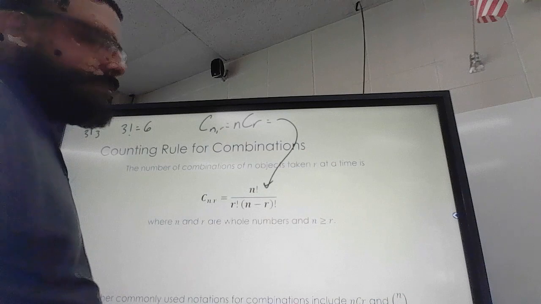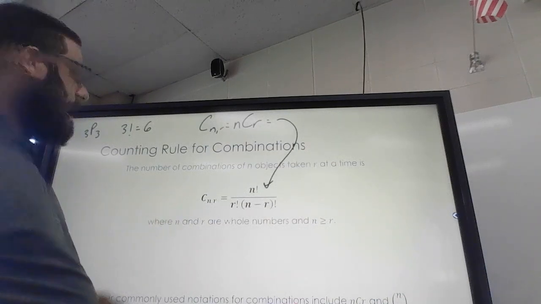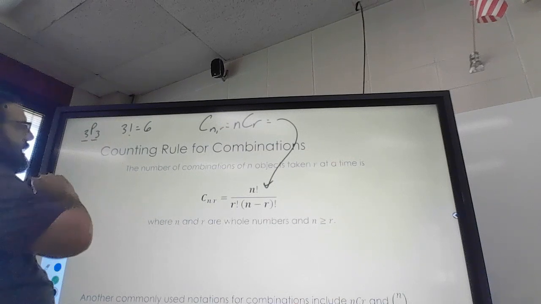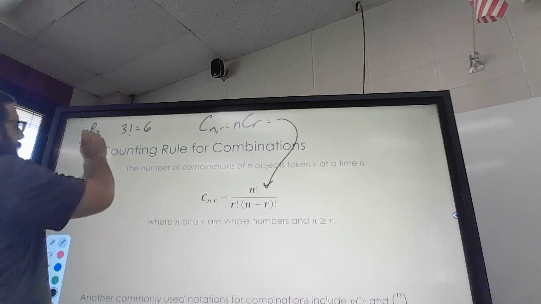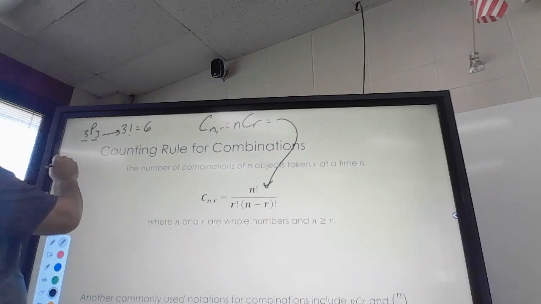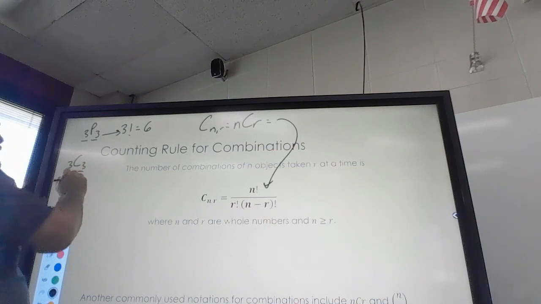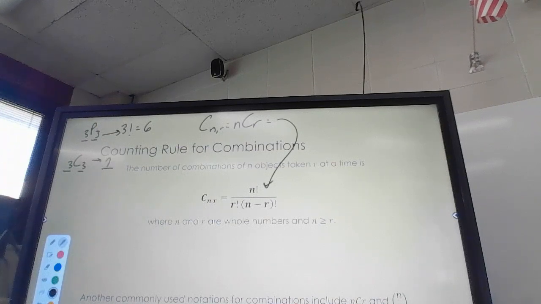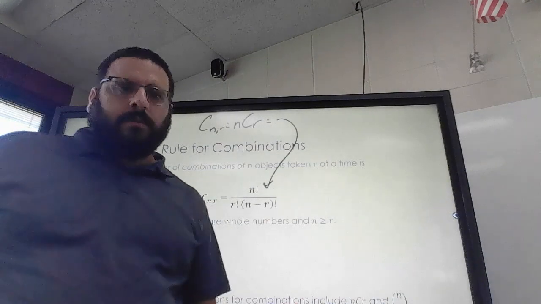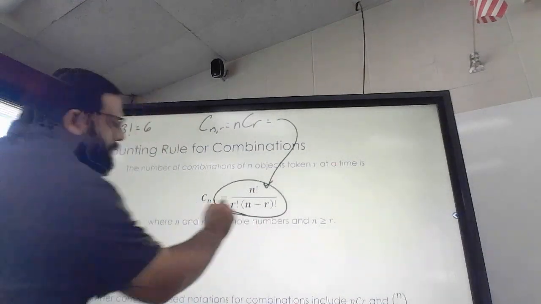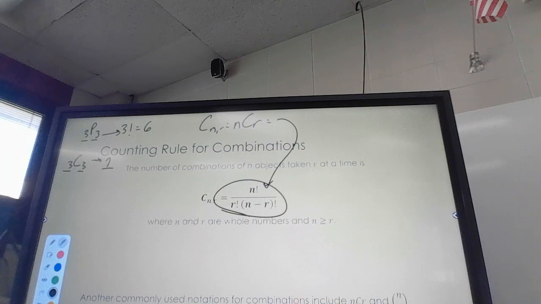Okay, so before we do some examples with combinations, a real quick thing. Remember I said if n and r are the same for permutations, you just use the factorial. For combinations, if n and r are the same, then that combination is just 1. However, if n and r are not the same, then you use this formula here.